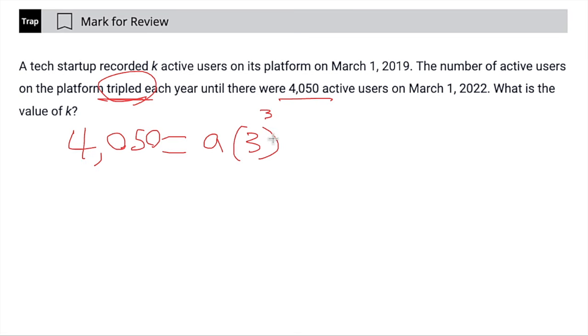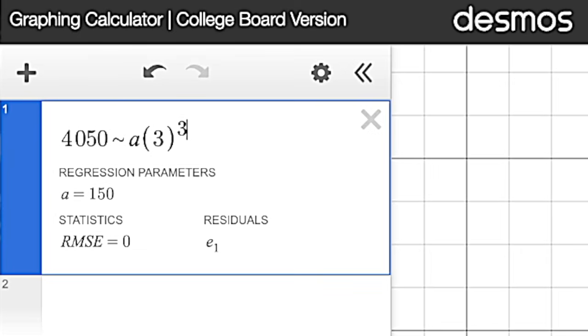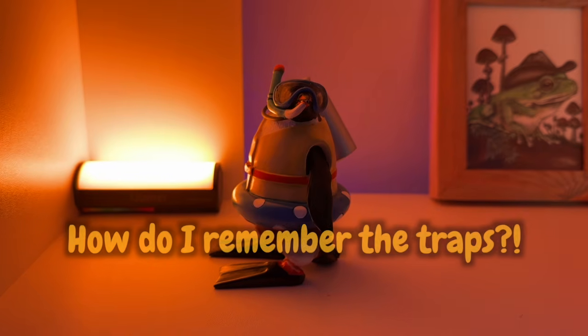And now we've got this, which again, we could try to do in our head, but we've got Desmos. So let's just throw it into Desmos. Don't forget your squiggly sign instead of an equal sign. That way you can just get a straight up answer. Boom, A equals 150.